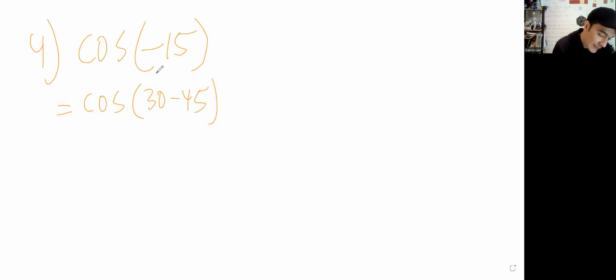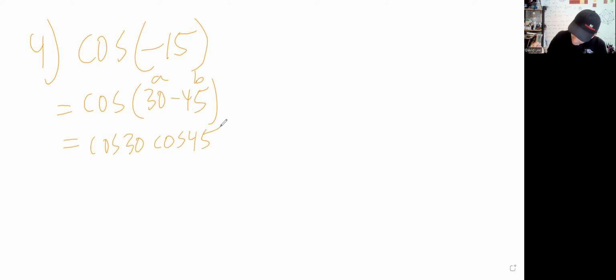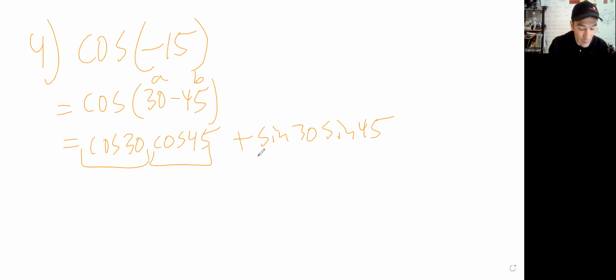So here, call this A, call this B. Pick up your green cheat sheet and look for the cosine difference identities. Cosine of A minus B becomes cosine A cosine B, and then it says plus sine A sine B. Then look at your unit circle to find each of these four individual pieces.